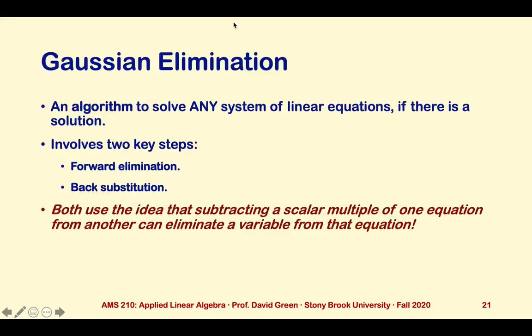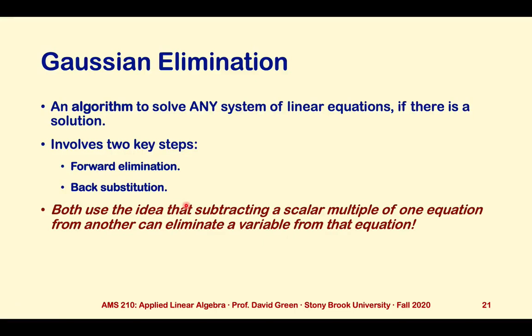Gaussian elimination is an algorithm, or a set of steps that we can apply to any system of linear equations to get a solution if one exists, and in fact also to identify the cases where a solution does not exist. It involves two key steps that we're going to expand on in a moment: forward elimination and back substitution.